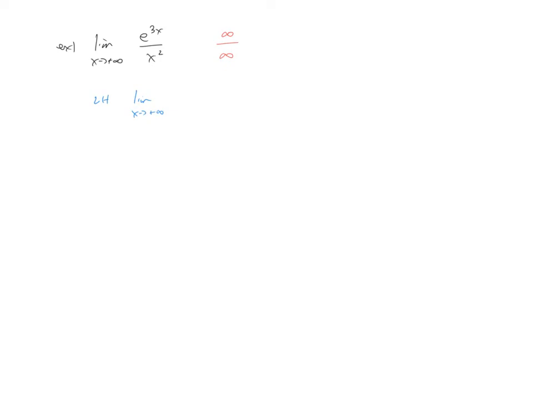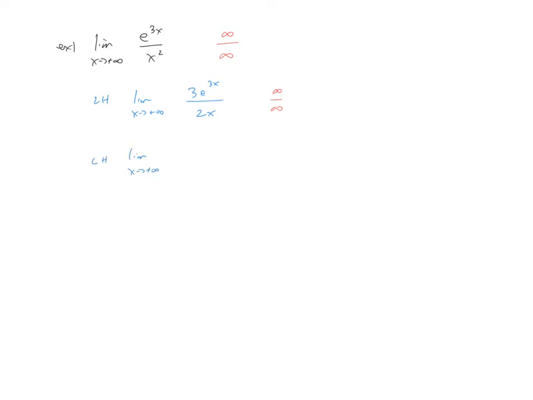So I'm going to write an LH next to it, and I'm going to continue my limit notation, taking the derivative of the numerator separately. I'm going to get a 3 e to the 3x, and in the denominator separately, I get a 2x. Well, if you now take your really big positive number and evaluate the top and the bottom separately, you again end up with an infinity over infinity, which means we just need another iteration of L'Hopital's rule.